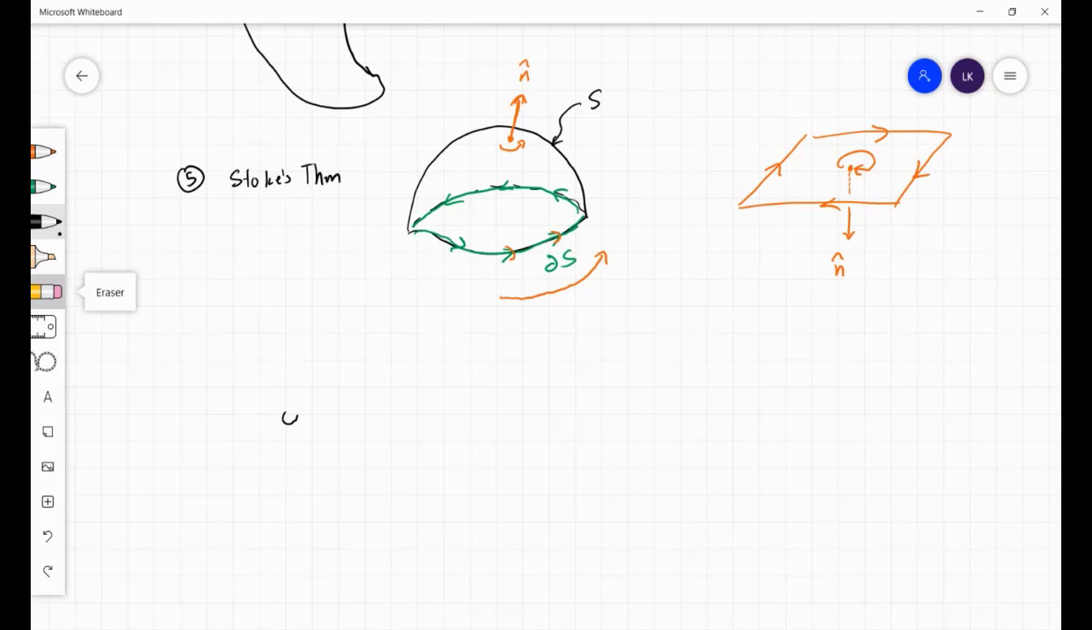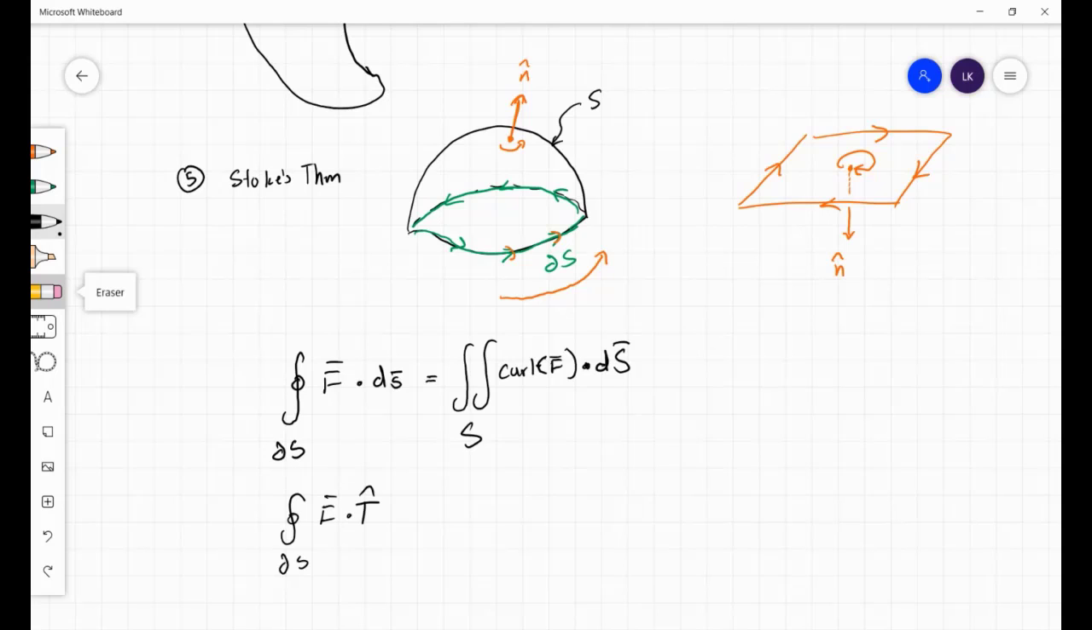So what Stokes theorem is going to say is that the work integral over the bounding curve is equivalent to the double integral over the surface of the flux of the curl of the vector field F. You might have seen this as, I'm not a big fan of this notation, F dot tangent ds is equivalent to the integral over the surface of the curl, dotted with the unit normal to the surface, area element.